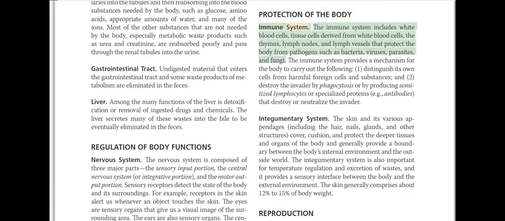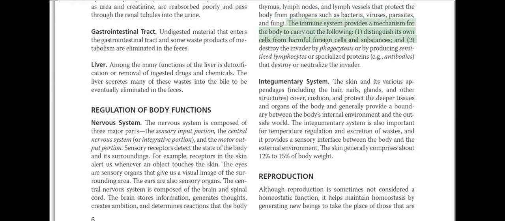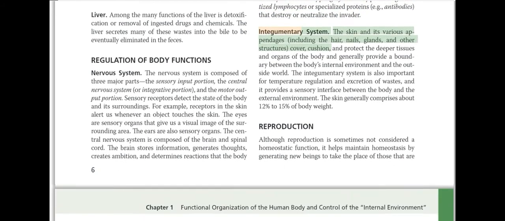Immune system. The immune system includes white blood cells, tissue cells derived from white blood cells, the thymus, lymph nodes, and lymph vessels that protect the body from pathogens such as bacteria, viruses, parasites, and fungi. The immune system provides a mechanism for the body to carry out the following: distinguish its own cells from harmful foreign cells and substances, and destroy the invader by phagocytosis or by producing sensitized lymphocytes or specialized proteins that destroy or neutralize the invader. Integumentary system.